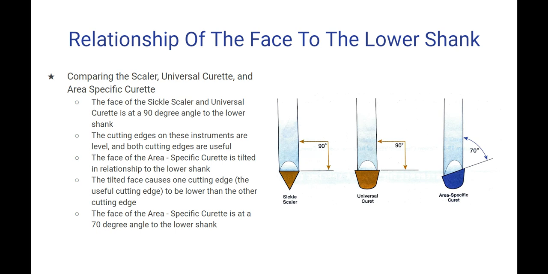The face of the area-specific curette is tilted in relationship to the lower shank. That is shown in blue, the area-specific curette. The tilted face causes one cutting edge, the useful cutting edge, to be lower than the other cutting edge. The face of the area-specific curette is at a 70-degree angle to the lower shank.